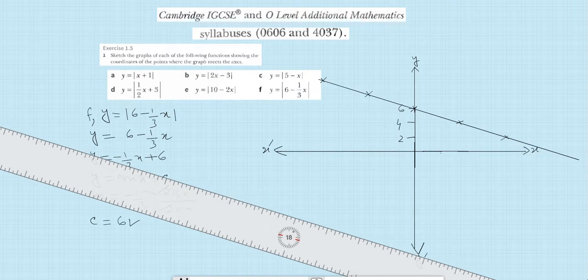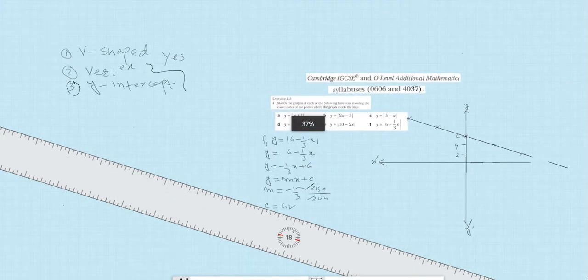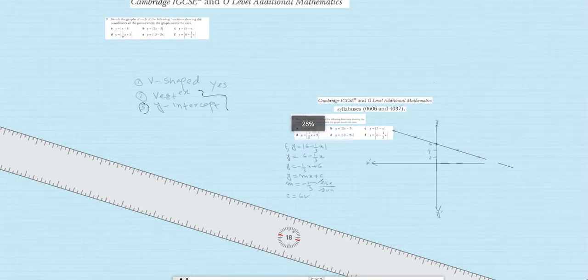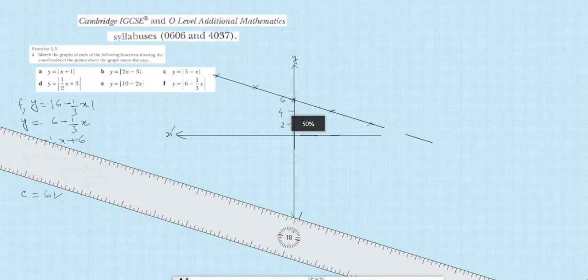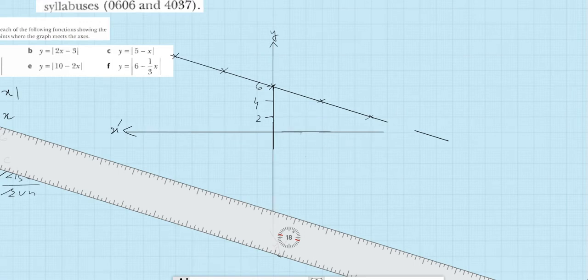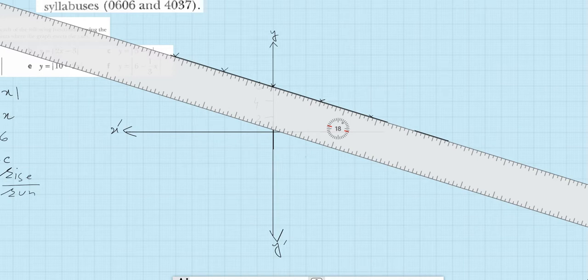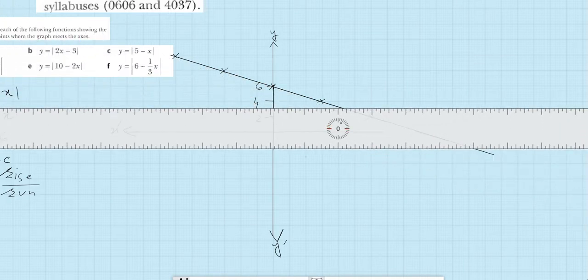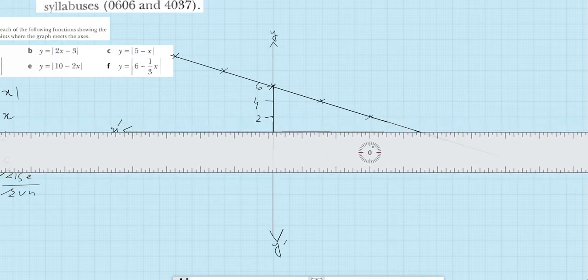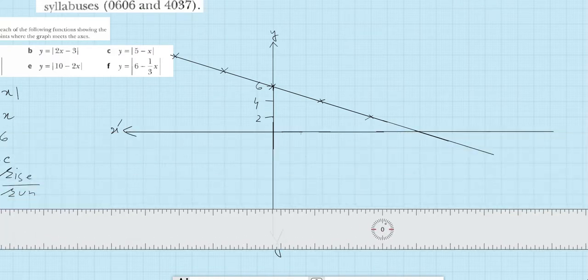I want to rub this point and extend our line. Now you can see more clearly. Now, this is our straight line.